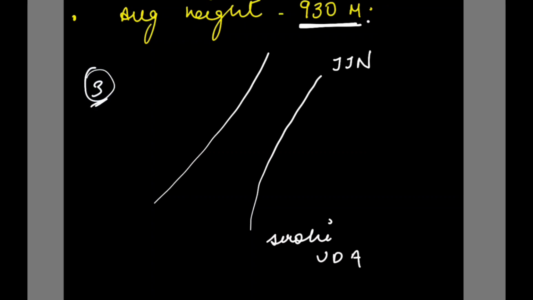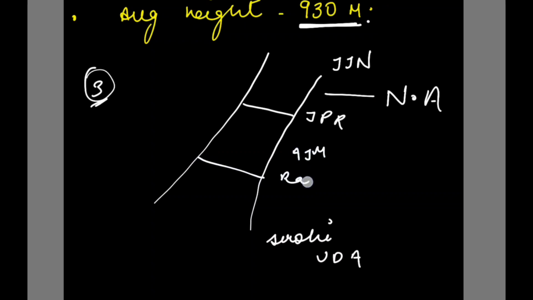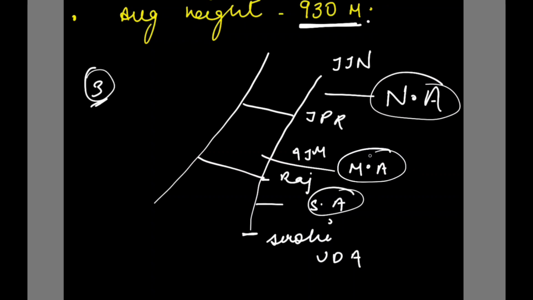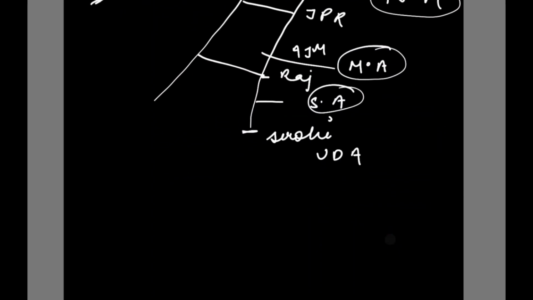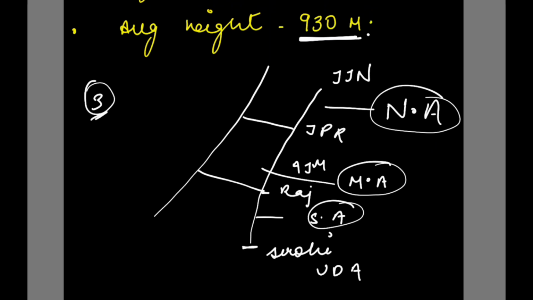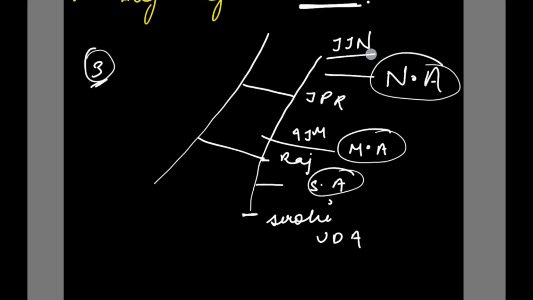Aravalli is divided in three parts just for study purposes. From Jhunjhunu to Jaipur we have the northern Aravalli. From Jaipur to Ajmer, or we may say Rajsamand, we have the middle Aravalli, and from Rajsamand to Sirohi it is known as southern Aravalli. I hope these short forms are easy for you to understand and you don't get confused. So this is the rough map by which we can say that Aravalli starts from Jhunjhunu and ends in Sirohi or Udaipur.